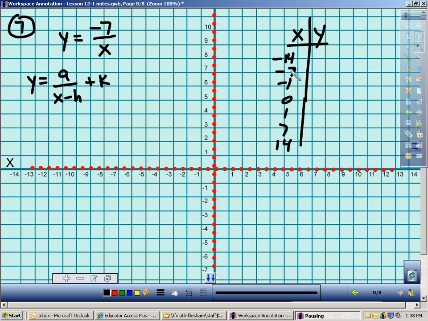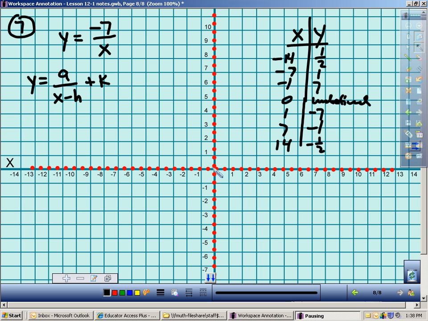Now, you might be wondering, why am I going with 7 and 14? Well, here's why. If you put in -14, -7 over -14 is positive half. And if you plug in -7, -7 over -7 is 1. And if you plug in -1, -7 over -1 is 7. 0 is undefined. I can't divide by 0. If I plug in 1, I get -7. If I plug in 7, I get -1. And if I plug in 14, I get -half.